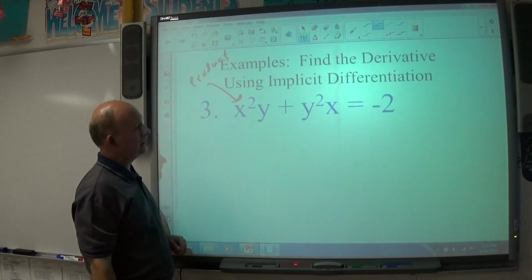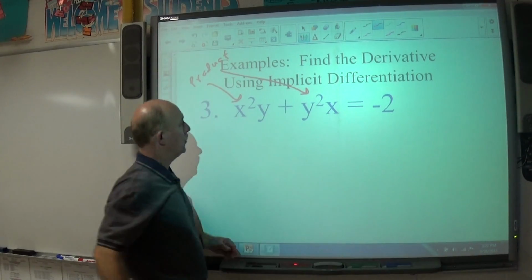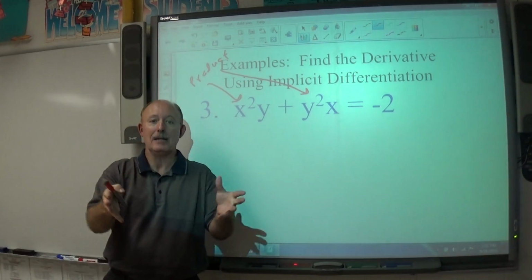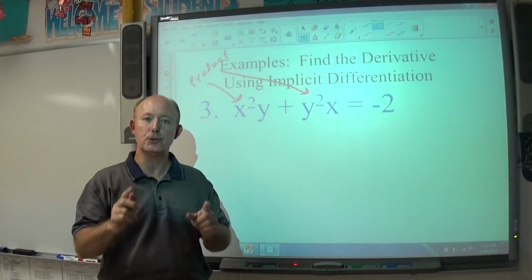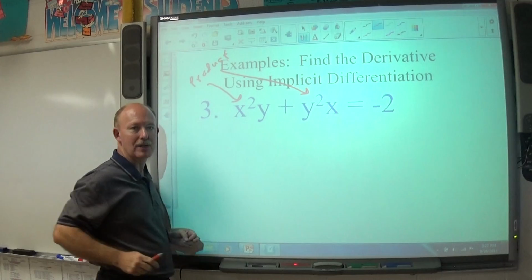Now, that means using the product rule. Also, we got another product here, so we got 2 products in the same equation. So we're going to use the product rule 2 times, not just once, but twice. So let's take the derivative of x squared times y.